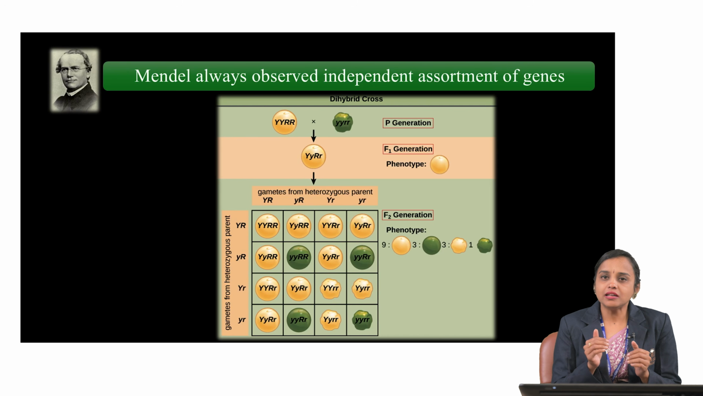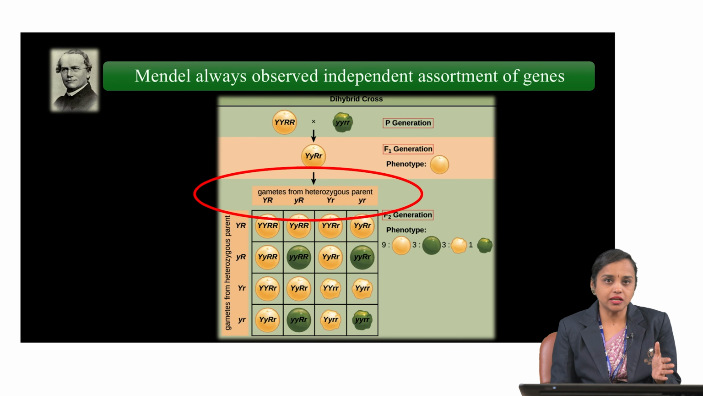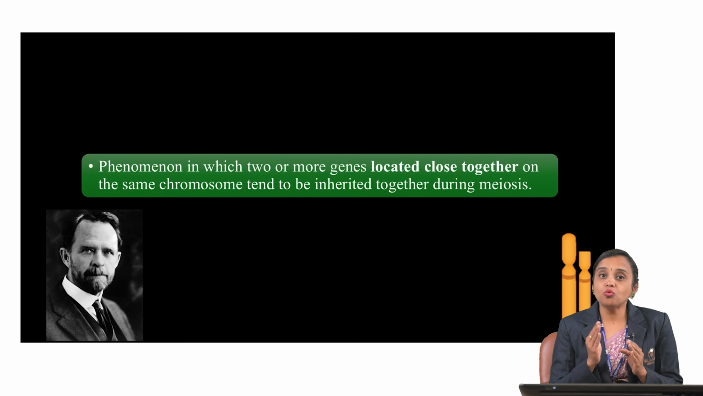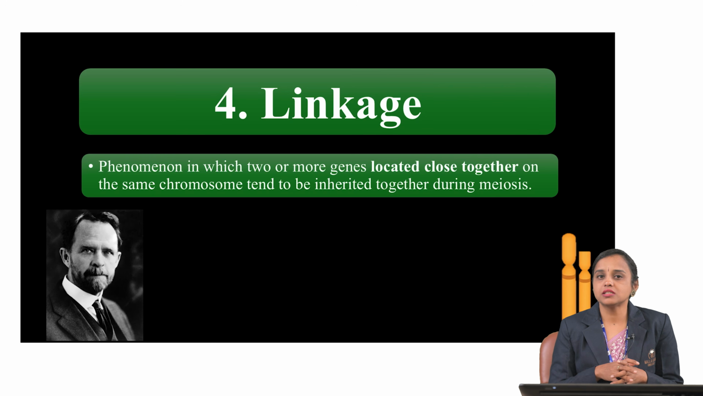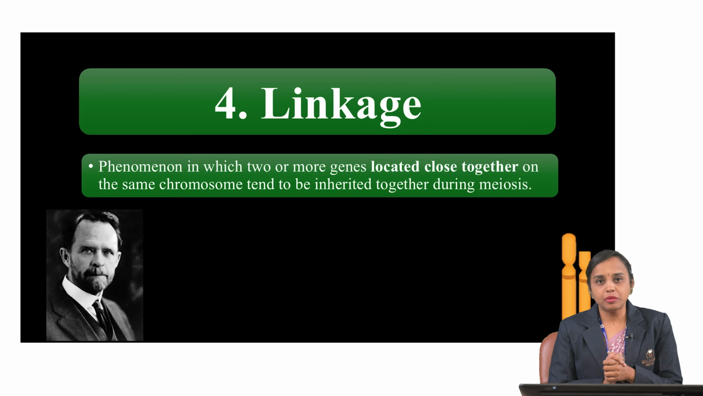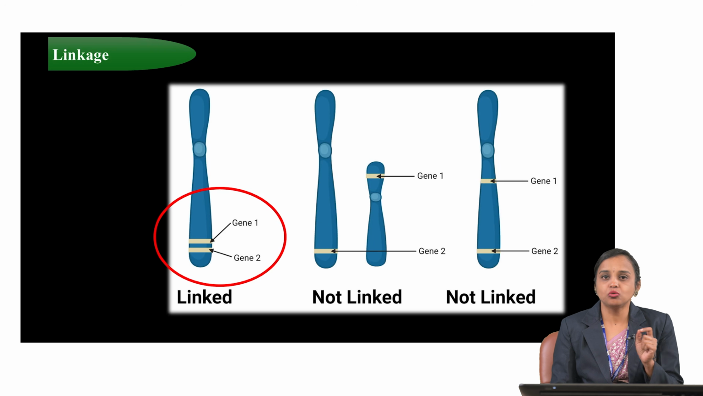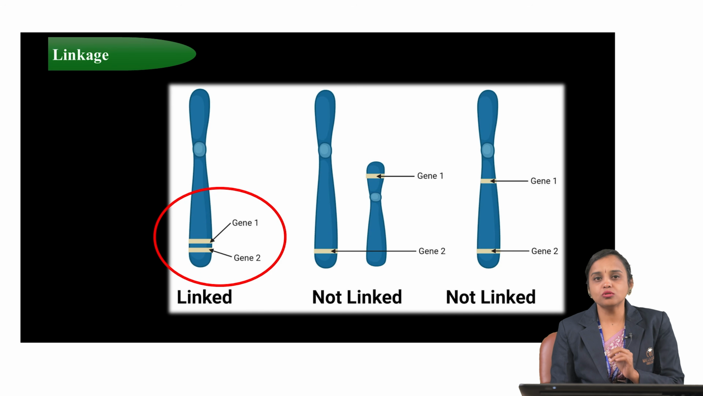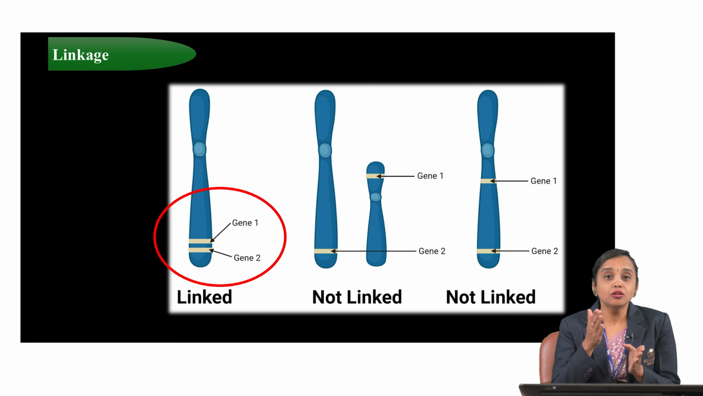The next concept is linkage. Mendel always observed independent assortment of genes. But there is a phenomenon in which two or more genes located close together on the same chromosome tend to be inherited together during meiosis, which is called linkage. The concept of linkage was first discovered by Thomas Hunt Morgan while studying fruit flies. He noticed that certain traits like body color and wing type did not follow Mendel's law of independent assortment. Instead, they were inherited together, because the genes on the same chromosome are linked. These genes are inherited together and produce parental types, while the others are those which undergo recombination. Linkage is one of the foundations of modern genetics and is also used to study chromosome mapping.